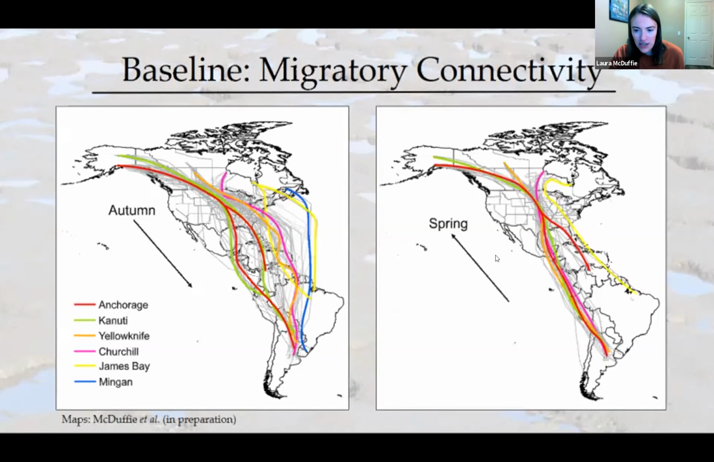So then here in spring, again, this is a smaller sample size, 27 individuals. We're actually seeing this really narrow corridor for the Alaska, Yellowknife and Churchill populations that are using the central flyway, whereas James Bay is still remaining in this eastern Atlantic flyway, but it has this little loop going on up here as well.